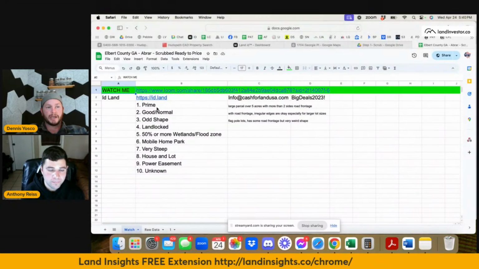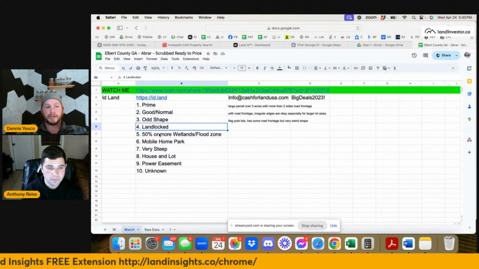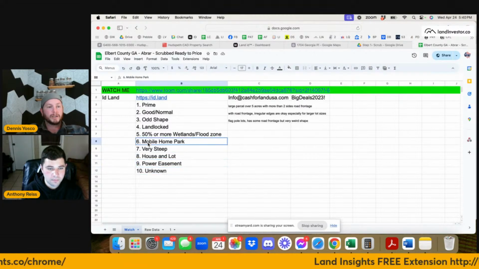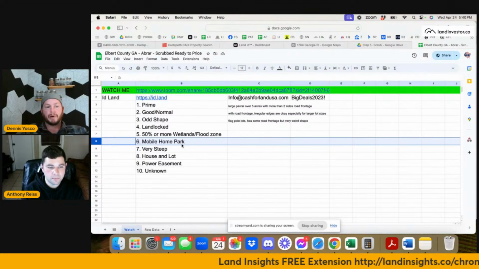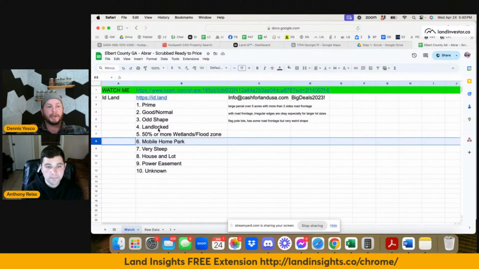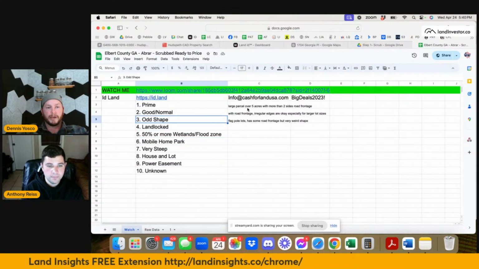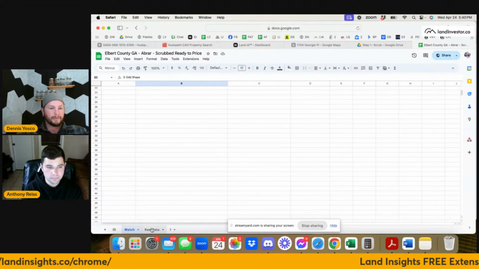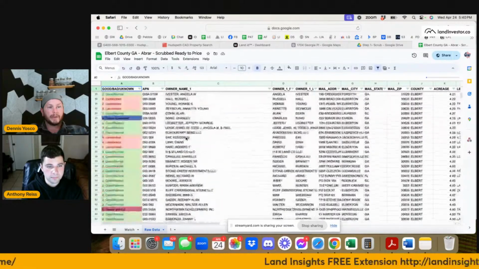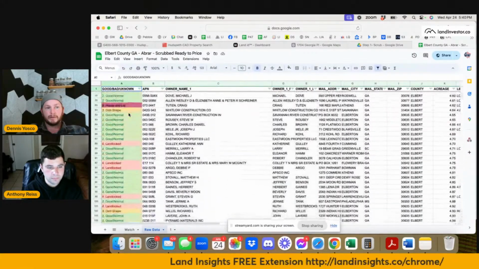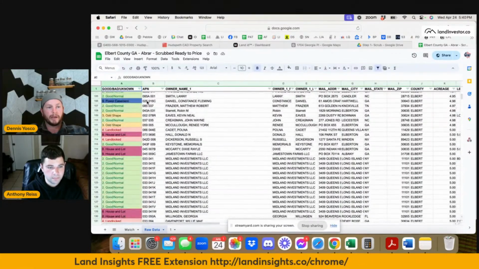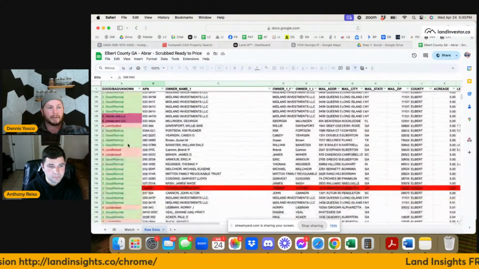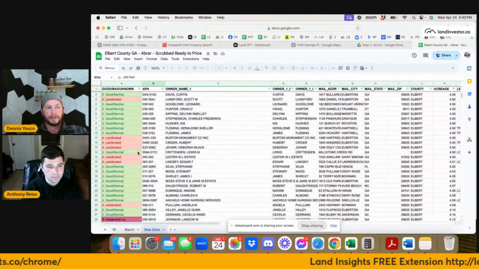So these are our 10: prime, good, normal, odd shape, landlocked, 50%, mobile home park, very steep, power line easement, unknown. Mobile home parks, any of these, I mail out because I buy mobile home parks. So I mail these separately, landlocked, odd shaped, all that stuff. And then we have like things. I have a Loom right here that kind of breaks it all down. Here's my raw data. Everything in here is all sorted out. So I know I could pop this EPN right here and then go look at it and it's good. House lot, good, normal, whatever. I could see what everything is, prime, whatever.